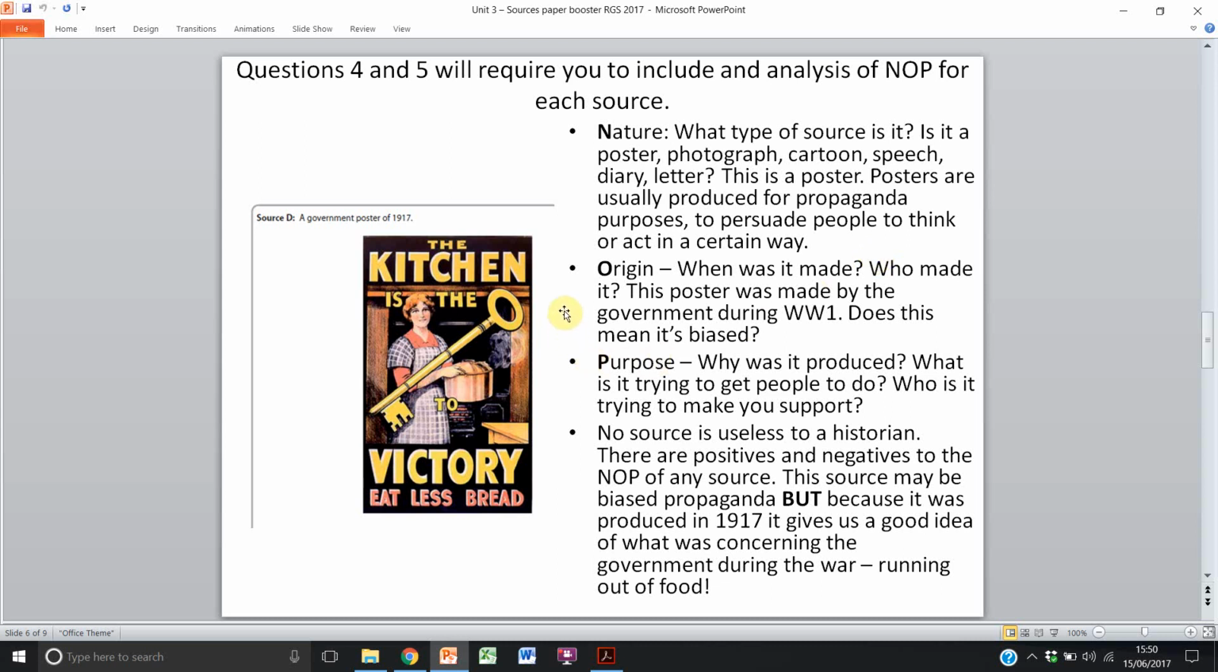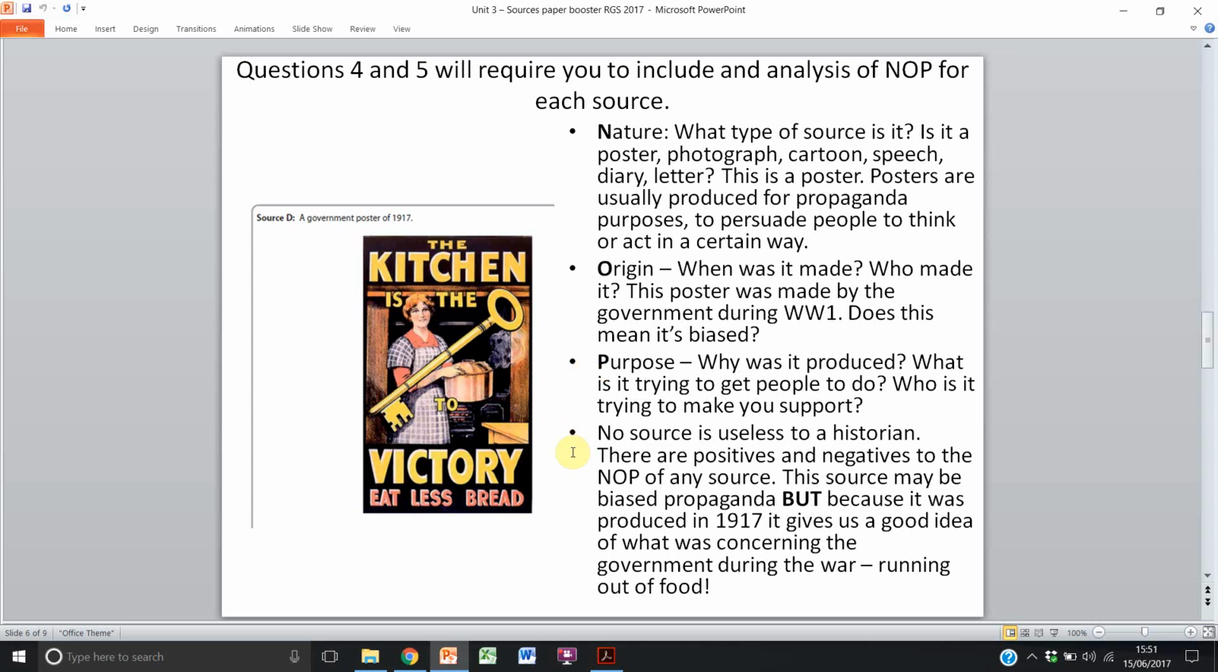Secondly, origin. When was it made? Who made it? This poster was made by the government during World War I. How do I know that? From the attribution at the top of the source. Does this mean that it's a biased piece of information? Very much so. And then finally, purpose. Why was it produced? What was it trying to get people to do? Who is it trying to make you support?